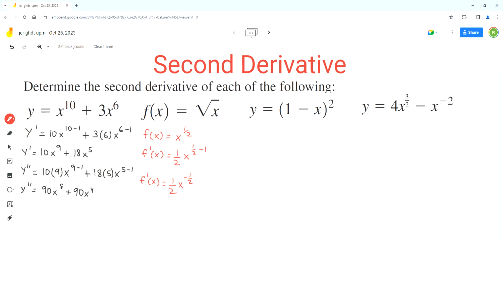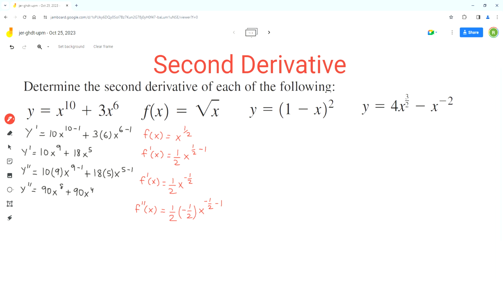Now we'll find the derivative of this derivative equation and that will be the second derivative for this equation. So we'll write that as f double prime of x. So that will be equal to 1 over 2. So we'll use the power rule again. So we'll move the exponent to the front. So negative 1 over 2 and then x, and we'll subtract 1 from the exponent. So 1 over 2 minus 1.